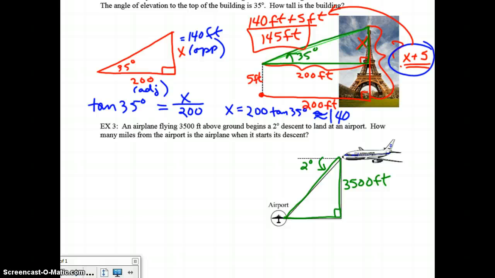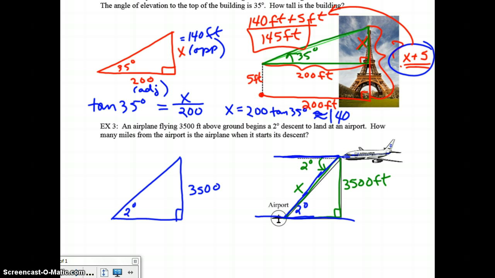So we want to know the distance from the airport to the airplane. That's our hypotenuse. I'm going to put an x there. There's a couple of ways to do this problem. I can look at this as 2 parallel lines cut by a transversal. So if this angle is 2 degrees, then this angle is also 2 degrees. And so I'm going to draw my triangle. This is 2 degrees. I have a right triangle whose height is 3,500 feet. And the hypotenuse, which is the thing that I want to find, is x.